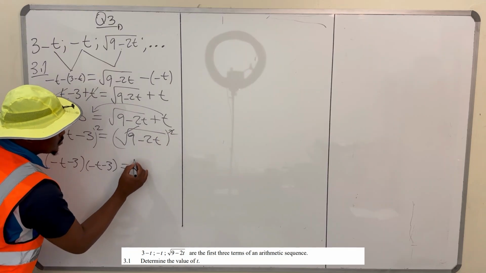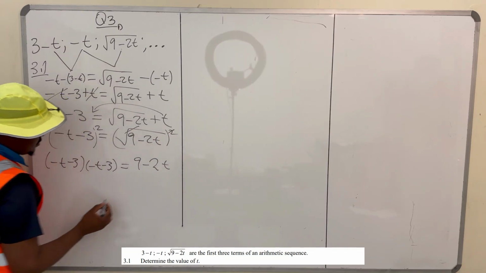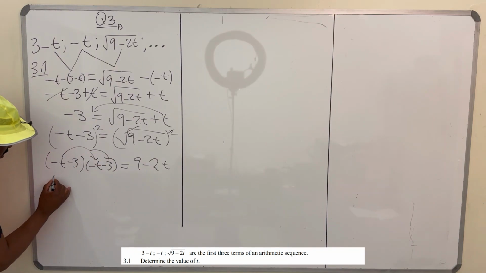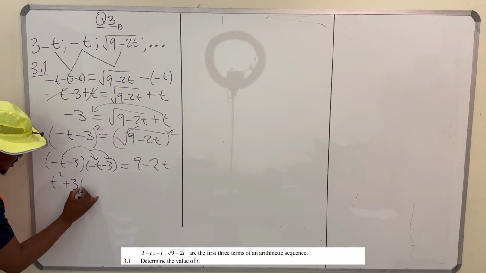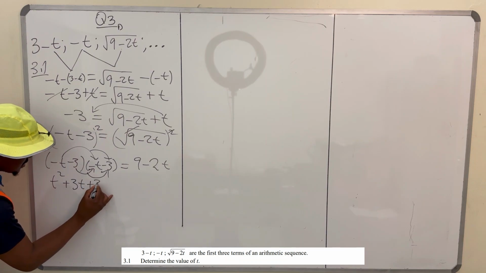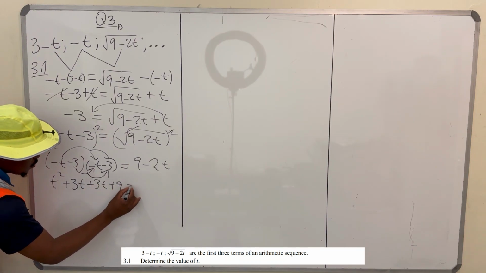This and that go away. So you have 9 minus 2t. So you do the normal thing: this times this, this times that. So you have t squared plus what? Plus 3t, right? Yes. This times this, plus 3t, this times that, plus another 3t, plus 9. It's equal to 9.